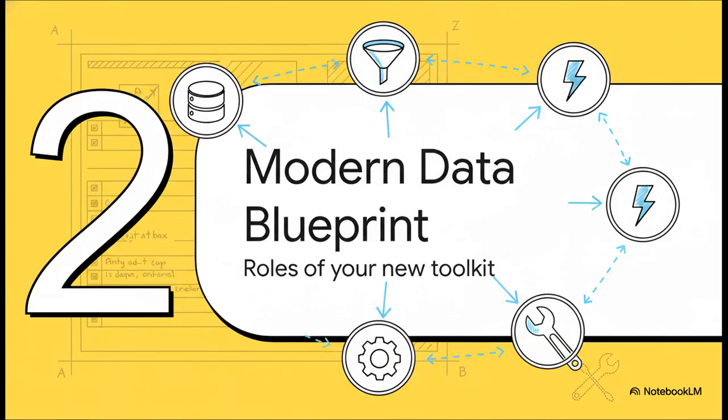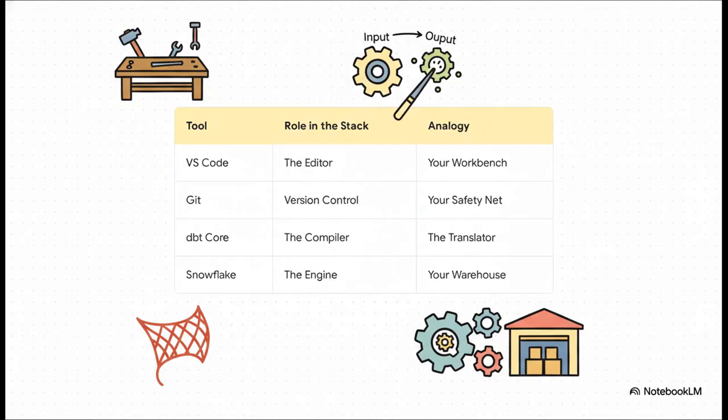All right, with that idea of a solid foundation in mind, let's take a look at the actual blueprint for our modern data stack. We're going to be wiring together 4 main components, and really understanding what each one's specific job is, well, that's the key to the whole thing. What I find so cool about this setup is just how clear the separation of roles is. Think about it like this. VS Code is your workbench. It's where you actually do the work. Git, that's your safety net. It tracks every single change you make, so you can always go back in time if you mess something up. And Snowflake, that's the powerhouse. It's the engine and the warehouse where all your data lives and the queries actually run.